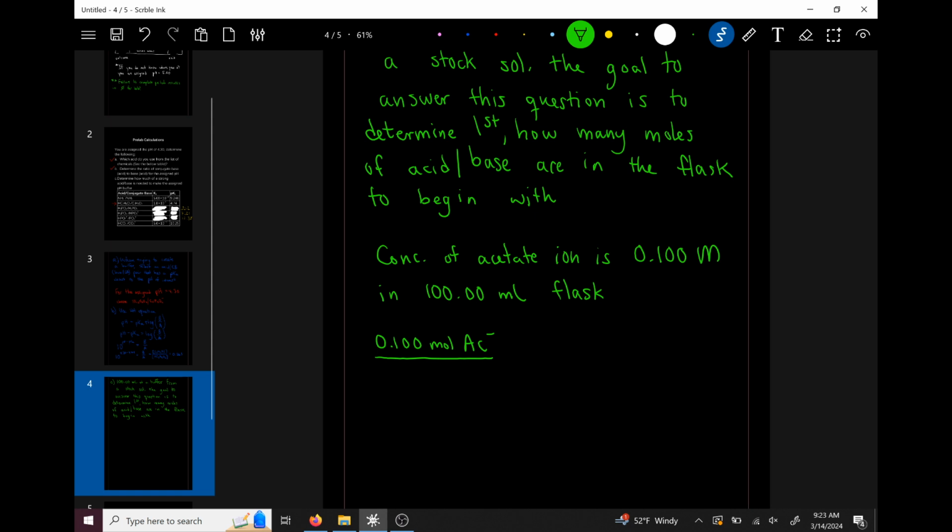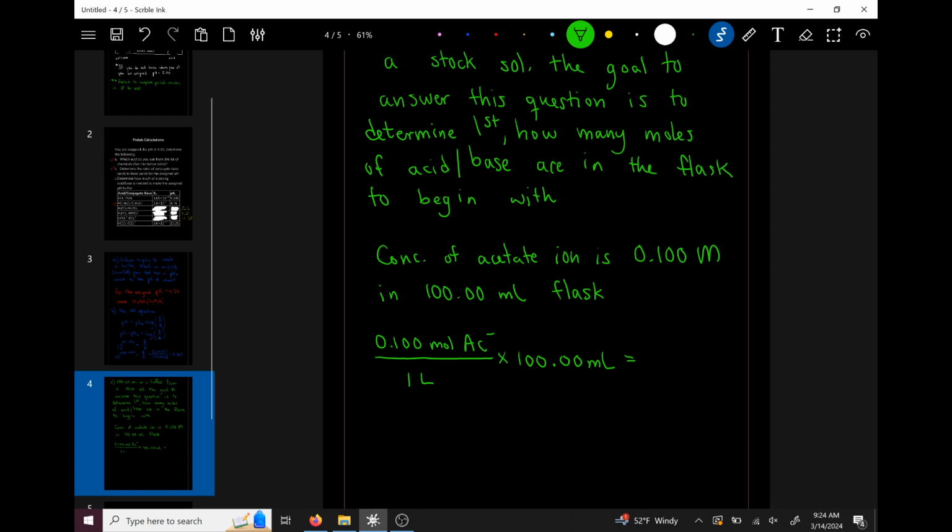0.100 moles of acetate per liter, and I have 100 milliliters. And I'm going to leave this in milliliters so that when I complete this calculation, I'm left with millimoles, just like we did in our example in class, simply because it makes the math look prettier. I don't have to deal with scientific notation. I don't have to deal with reading out 0.0001 moles of something or 0.0235.